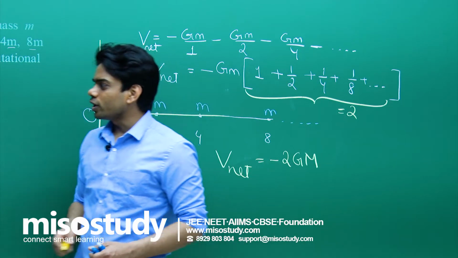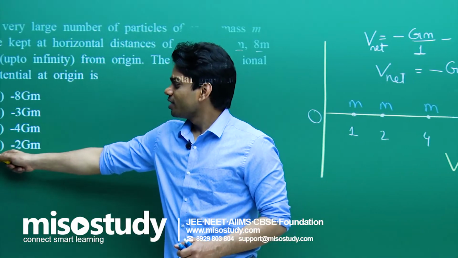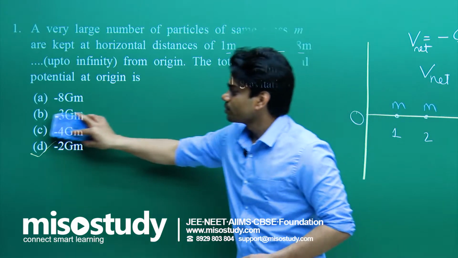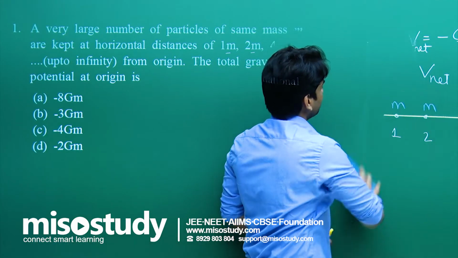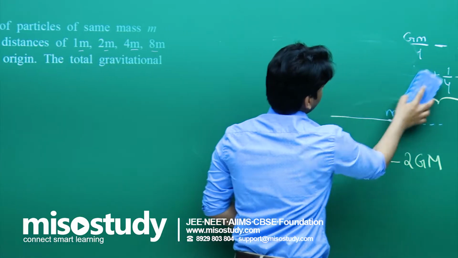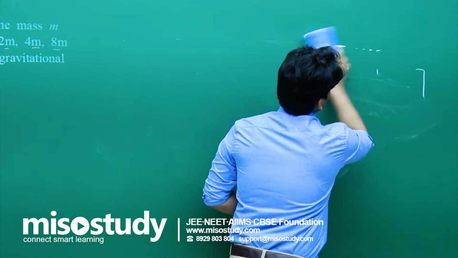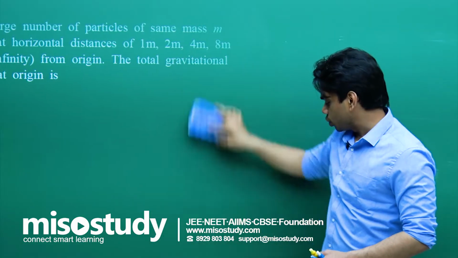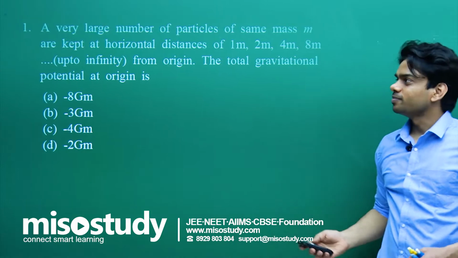So let me show you the right option that is matching. That is option number D, minus 2 GM will be the right answer for this question. Before starting the next question, let me just clear the board, and let's switch to the next question of the day.